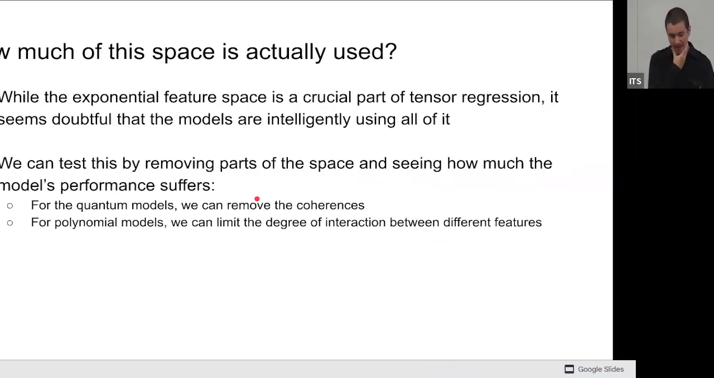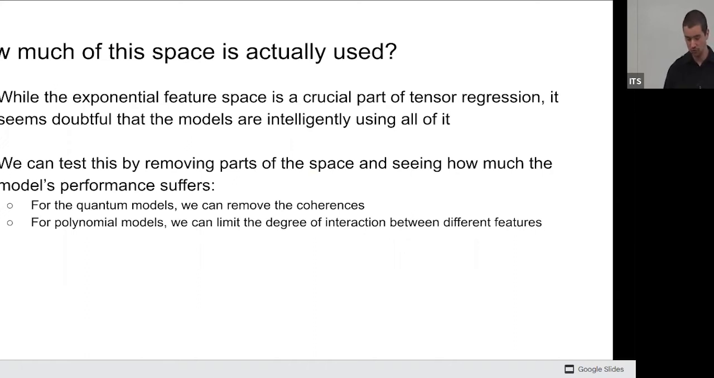But going back to the previous question that was asked, we're talking about 2 to the power of a huge space. How much of that is actually being used by the model? Can we remove parts of the complexity in a variety of ways and still achieve basically the same level of accuracy? That's the key question I want to ask. Do we need the entire space, or is only some of it enough?